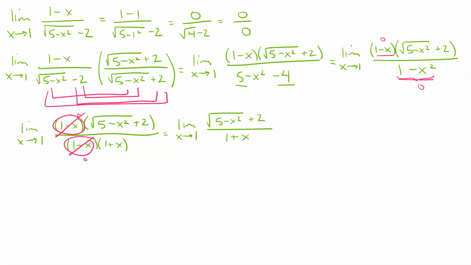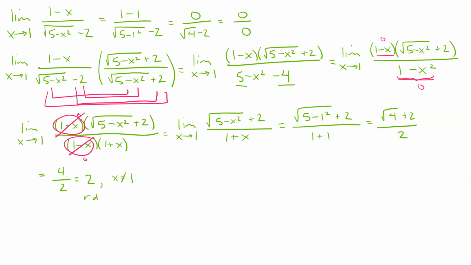And now I'll resubstitute. So I'm going to plug in the 1. I get rad 5 minus 1 squared plus 2 over 1 plus 1. That's going to be rad 4 plus 2 over 2. That's going to give me 4 over 2, which is 2. That's my limit. My restriction is that x can't be 1 because there's a removable discontinuity at 1, 2 on the original function. We're going to look at one more type of problem.